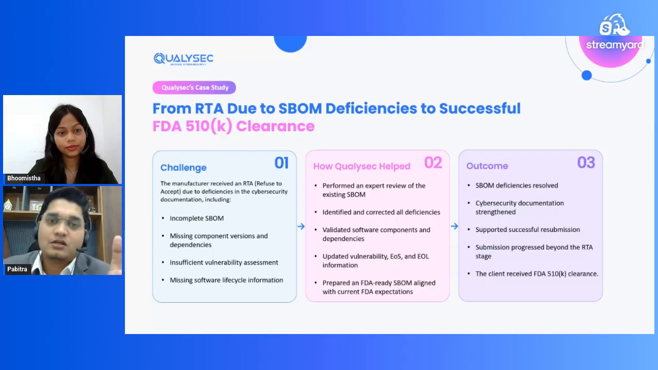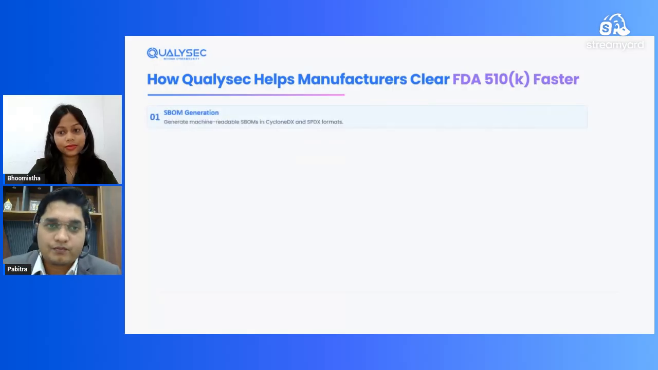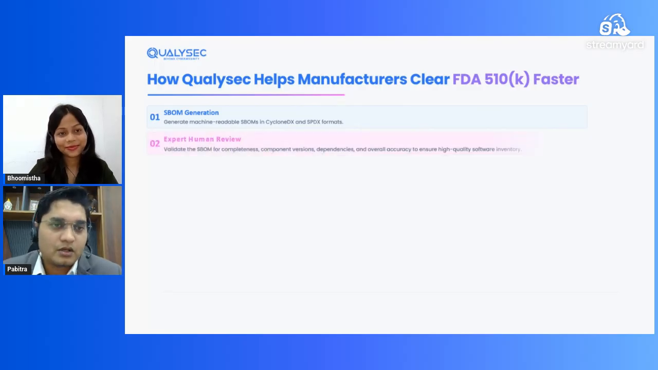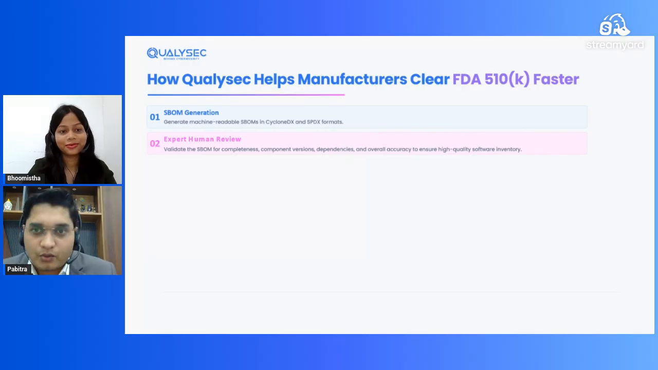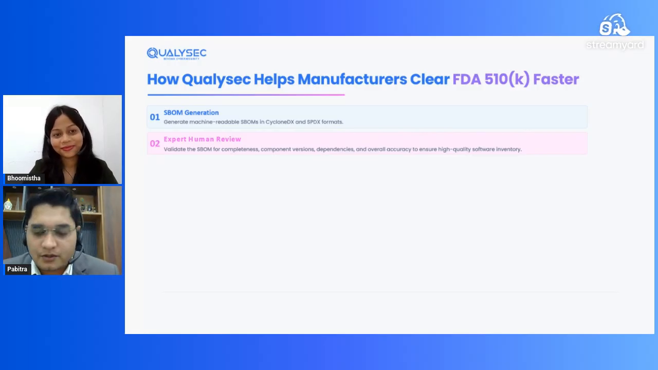So this is how we usually help our clients. Now, let me move on to how Qualysec helps healthcare manufacturers clear the FDA 510(k) submission. We help you create the SBOM report with very comprehensive elements. We use expert human review, not automated generation, because the FDA requires expert review.